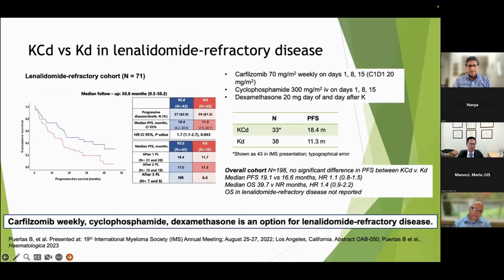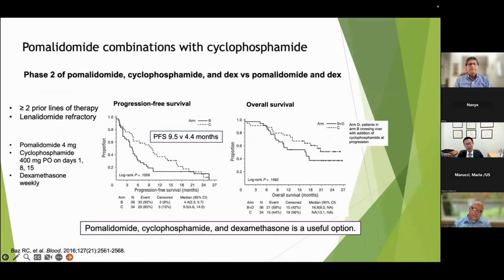Next slide. And certainly you can also combine cyclophosphamide with pomalidomide. Here is an older regimen that was published in 2016, looking at pomalidomide, cyclophosphamide, dexamethasone. I think the theme here is that with myeloma therapy, we're fortunate that we have all these different agents, and most of them you can combine together for increased efficacy. And at the upcoming ASH meeting, there's going to be more data presented on pomalidomide, cyclophosphamide, and dexamethasone. Next slide.